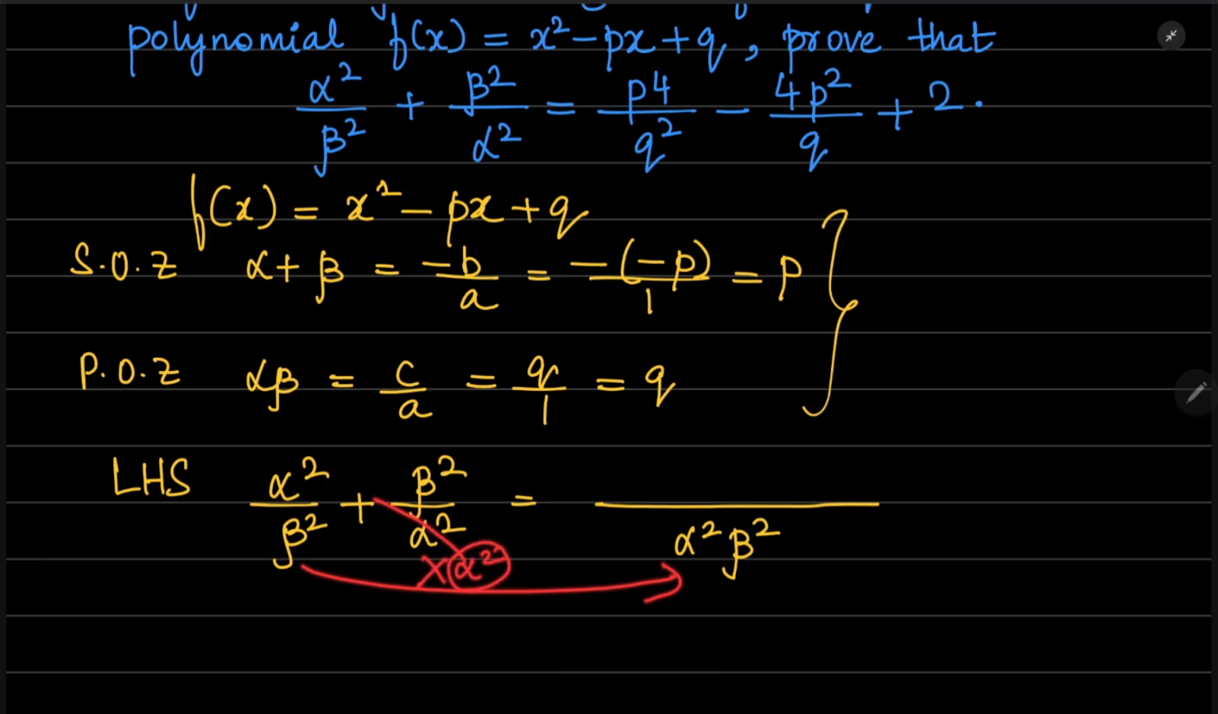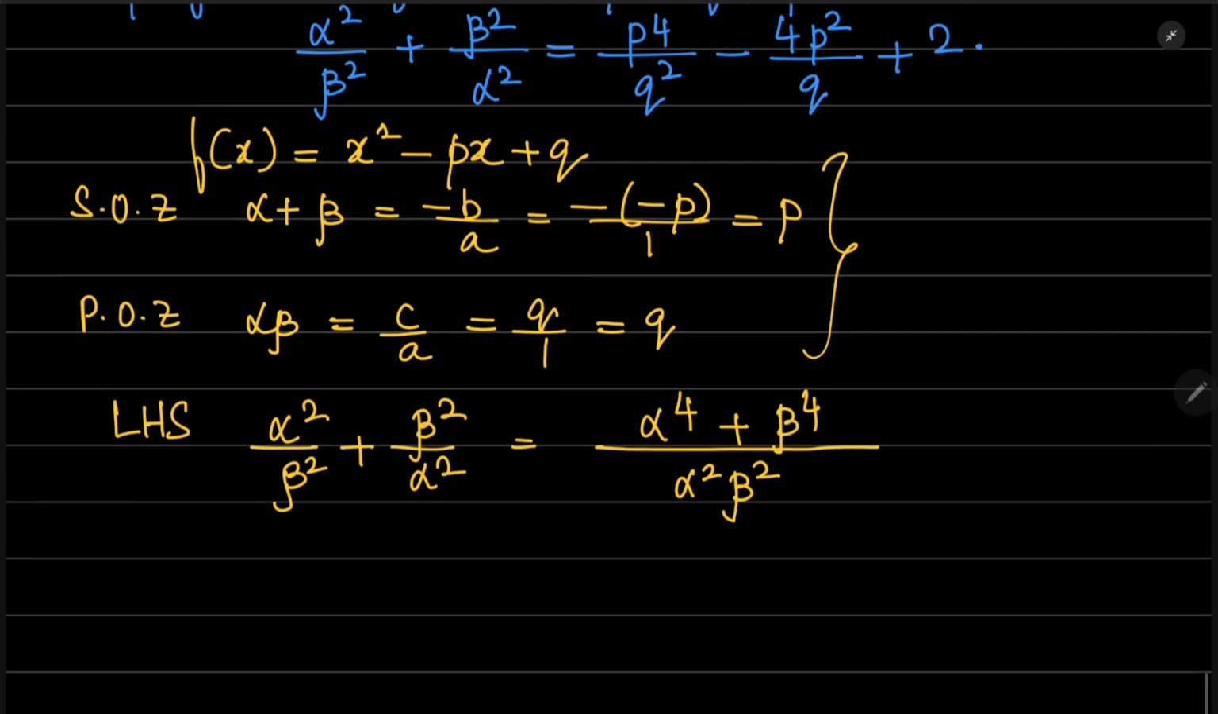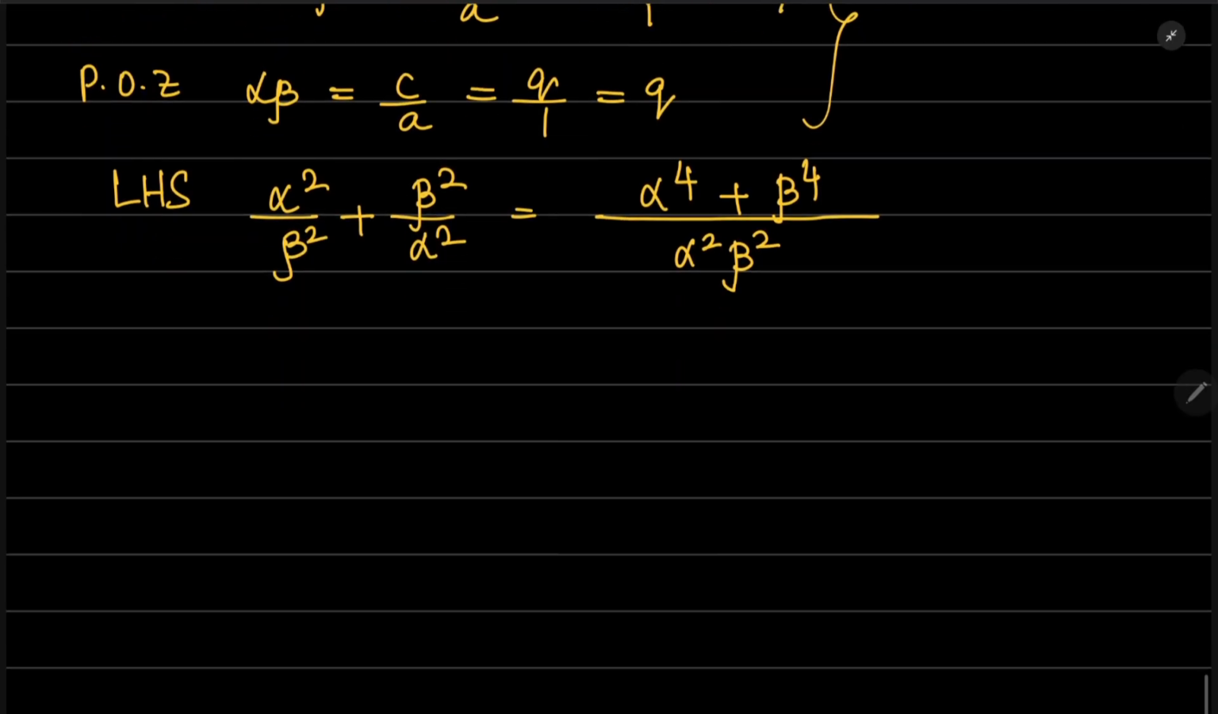This alpha square is multiplied with the numerator. So you will be getting alpha to the power 4 plus, the same way, alpha square multiplied by what will give you alpha square beta square? It will be beta square. This term you have to multiply with the numerator. So it is beta to the power 4. Right? Now let us write a relationship that we just learned. We just now learned in the previous question that alpha square plus beta square is equal to alpha plus beta the whole square minus 2 alpha beta.